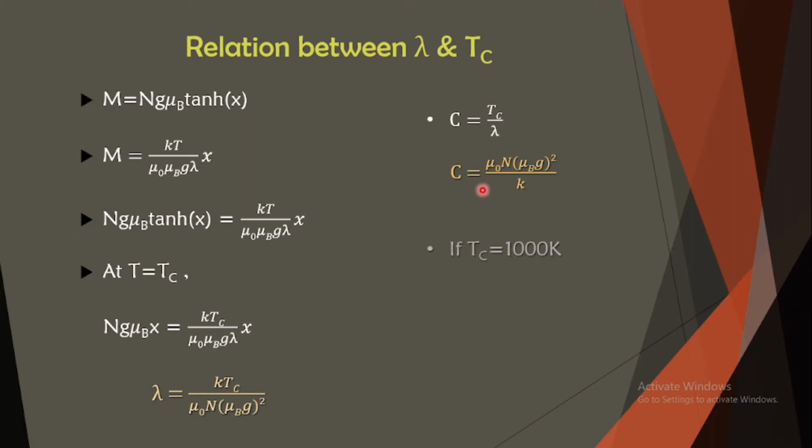So let us substitute the value of Tc almost equal to 1000 Kelvin, and N is equal to 10 raised to 29 per meter cube. Then we observe that the Weiss constant is of the order 10 raised to 4, which is according to Weiss molecular field theory. So based on this and our previous class, let us know what are the merits and demerits of Weiss molecular field theory.